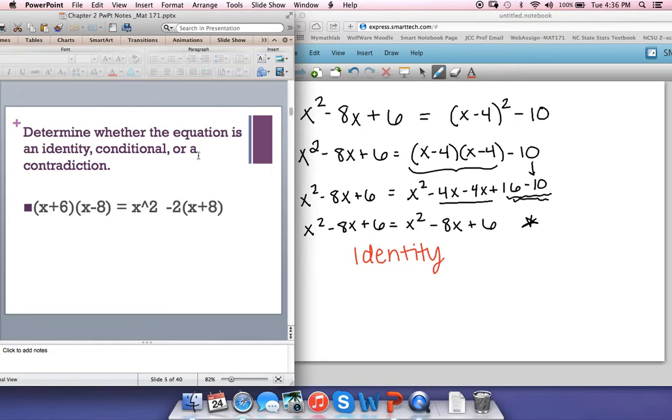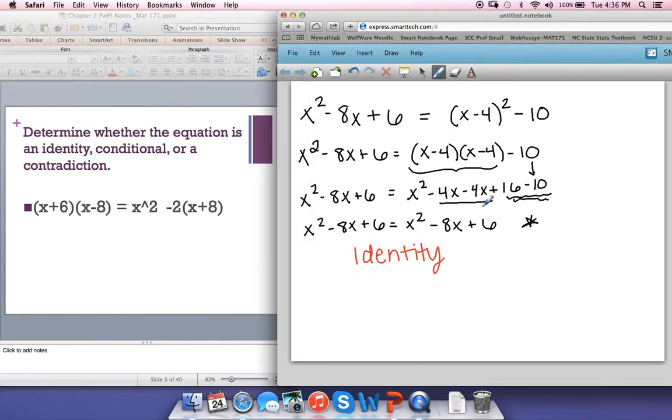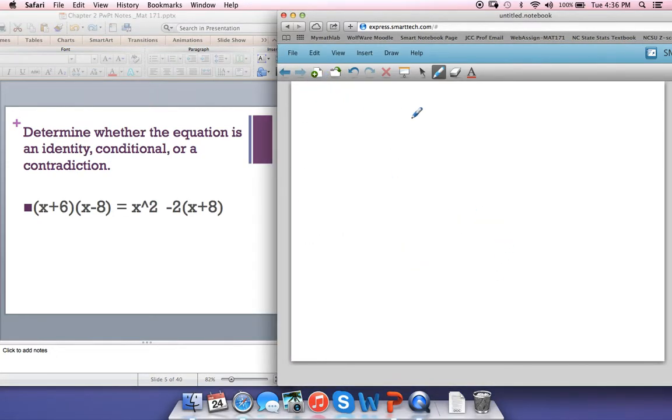Let's look at another example. x plus 6 times x minus 8 equals x squared minus 2 times the quantity x plus 8. I recommend you pause the video and try to solve it on your own. That way you can make sure that you know how to go along with this.